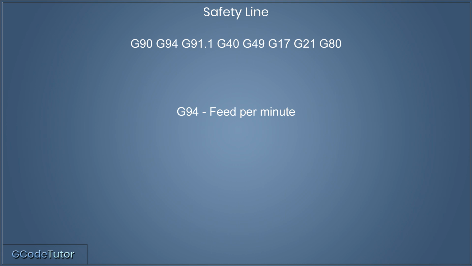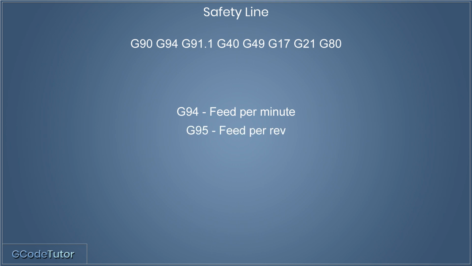So G94. Now G94 is our feed per minute. This is how the machine will read our feed rates. So for example, if we add a feed rate of 100, that would be 100 millimeters per minute or 100 inches per minute if we're working in imperial.